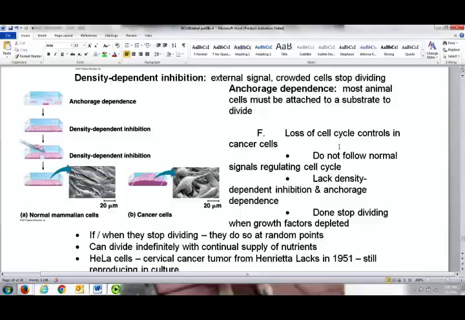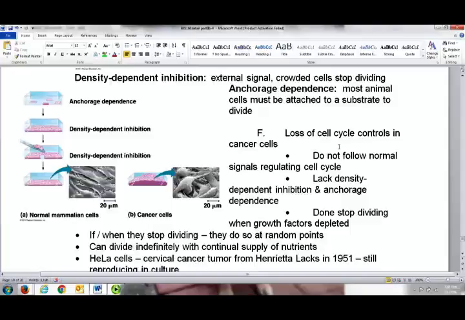So when you look at cancer cells, they don't follow the normal signals regulating the cell cycle. One of the things, they lack density-dependent inhibition. So if you have a tumor that's growing, it doesn't care that it's crowding out other tissues. One of the ways that tumors do cause problems is they will grow and actually start to smash and compromise other tissues, taking their nutrients.